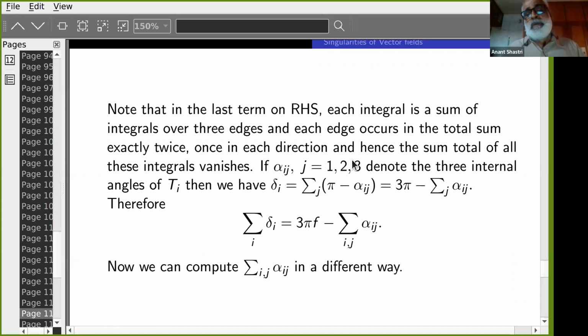So I have written it down here. Okay. So now what happens? Let us look at what happens to this delta i.